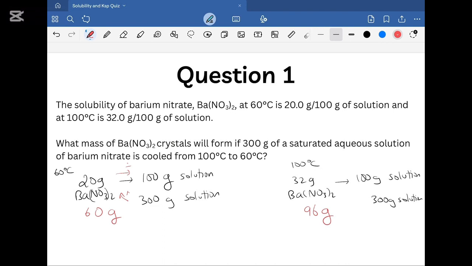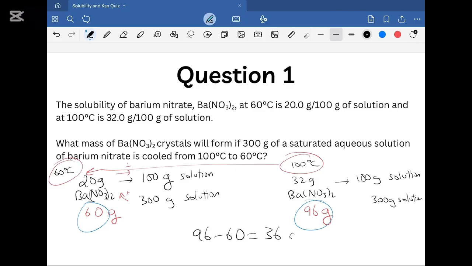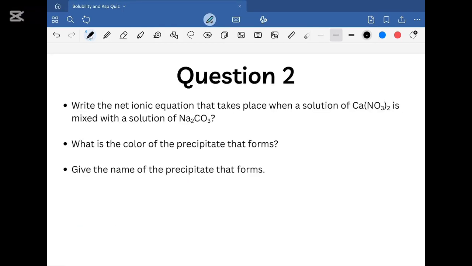So if we cool the solution from 100 degrees Celsius to 60 degrees Celsius, then we need to subtract these values, the 96 and 60, and so we're going to get an answer of 36. So the answer is going to be 36 grams of barium nitrate crystals will form.